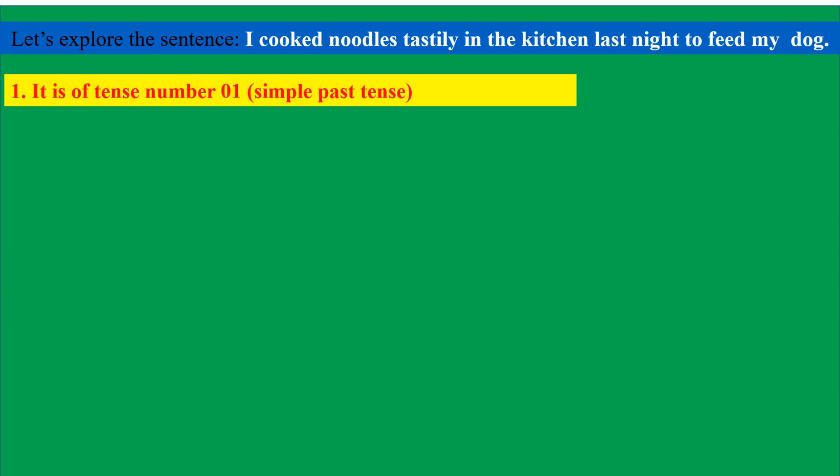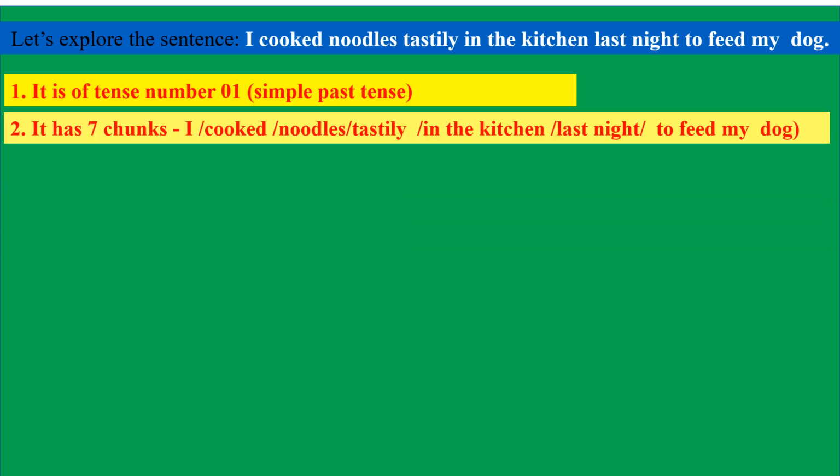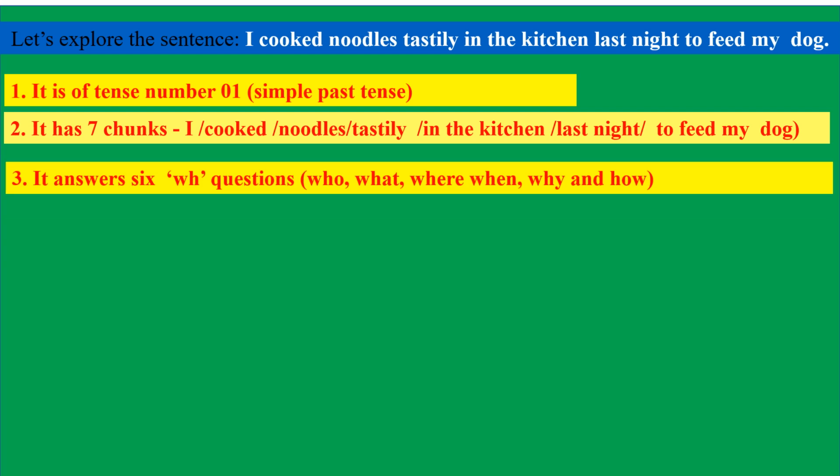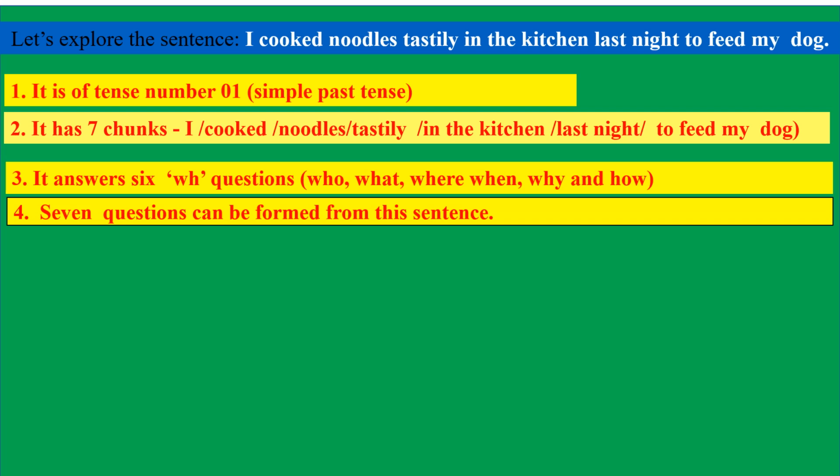Let's explore the sentence. I cooked noodles tastily in the kitchen last night to feed my dog. It is of tense number 1, simple past tense. It has 7 chunks. I cooked noodles tastily in the kitchen last night to feed my dog. It has 6 WH questions. It answers who, what, where, when, why, and how. 7 questions can be formed from this sentence.